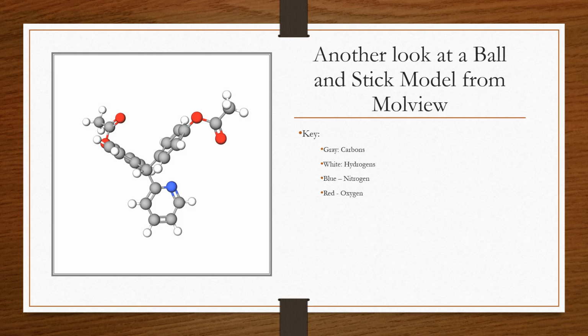And now this is just another ball and stick model from MolView, which I really like. You can really see the 3D view from here. The key is the same. The gray are your carbons, your white are your hydrogens, your blue is the nitrogen, and red is your oxygen. In this one, you can very clearly see the double and the single bonds, which is probably the main reason I really like this one.